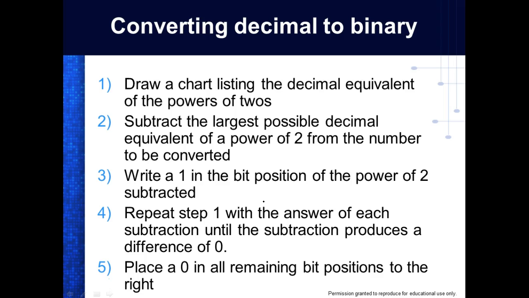Then we subtract the what? The largest possible decimal equivalent of the powers of 2 from that, and we put a what under there? A 1, right? Okay. Then repeat steps until the answer to each subtraction until you come up and get what? 0. If it's an even number, you're gonna subtract out to 0 before you get to the end, right? You understand? If it's an odd number, it's gonna come all the way over. Place a 0 in all remaining bit positions to the right.